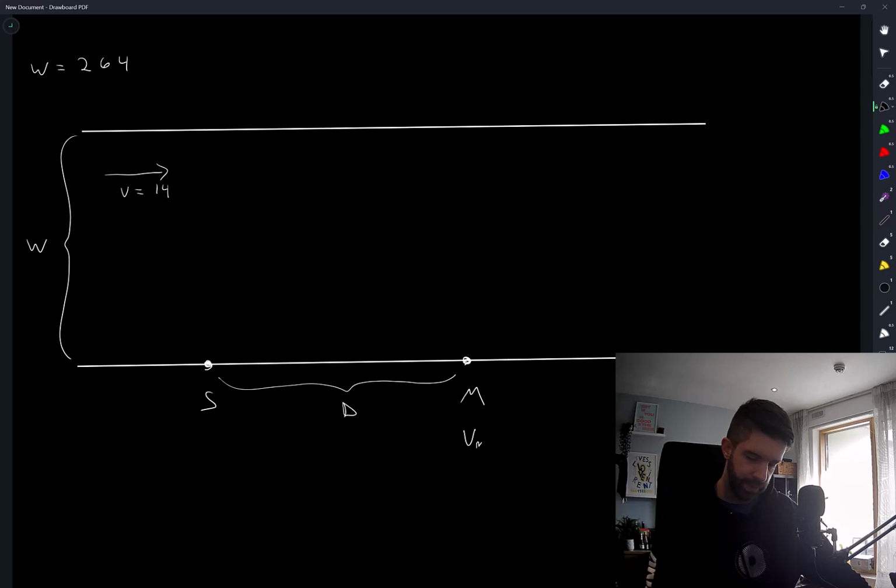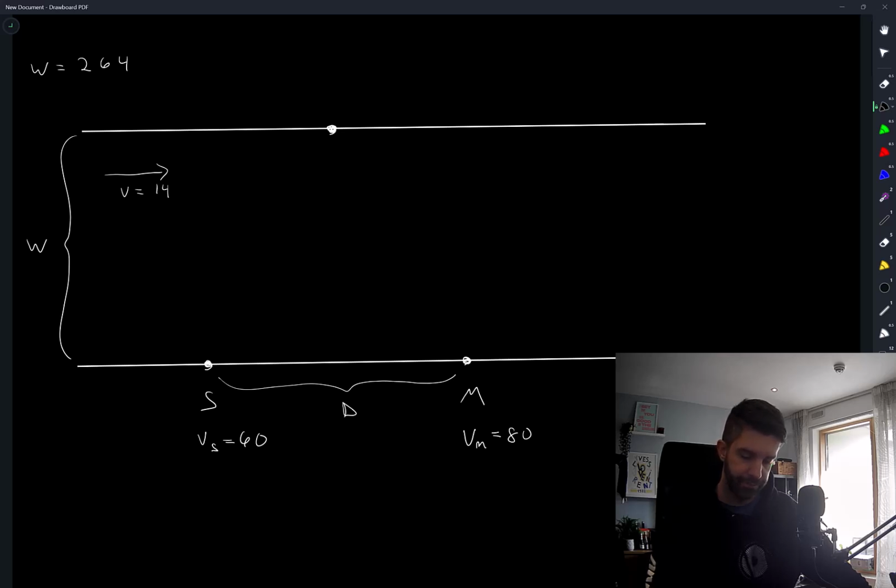Let's say VM is 80, VS is 60. At the same time, Melanie and Sherry begin swimming in straight lines to a point on the north bank of the river that is equidistant from their starting positions. So if it's equidistant from their starting positions, it has to be in the middle of them, doesn't it? The two women arrive at this point simultaneously.